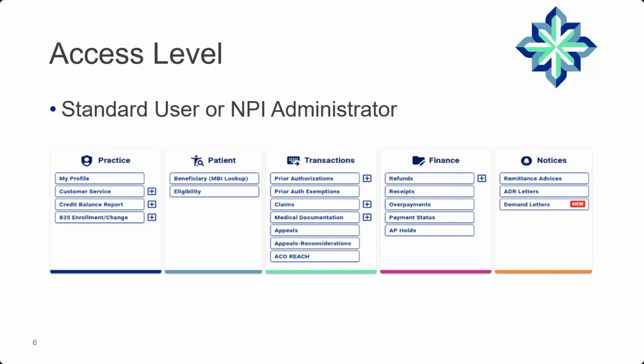The NPI administrator homepage does look similar, except they have an extra function that's titled Users, and that appears on that first practice card between the My Profile and Customer Service options. The finance card, which we are covering today, is going to include functions for refunds, receipts, overpayments, payment status, and AP holds.